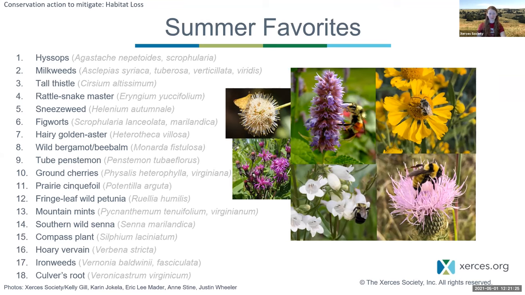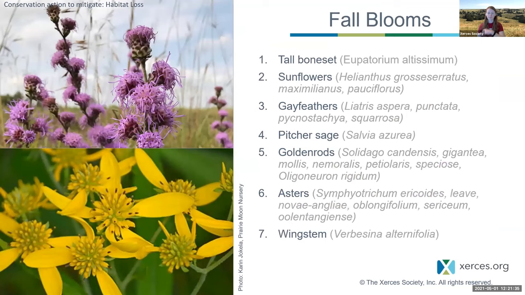Bergamot, that's a really good one. Compass plant, ironweeds. So there's lots of different options to introduce color and structure into your garden. Fall favorites, we've got liatris or gayfeather, pitcher sage. The bottom yellow flower here is wingstem. That's a popular one with bumblebees. Sunflowers.